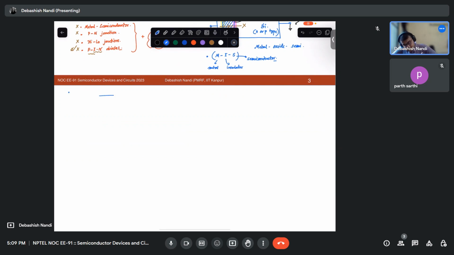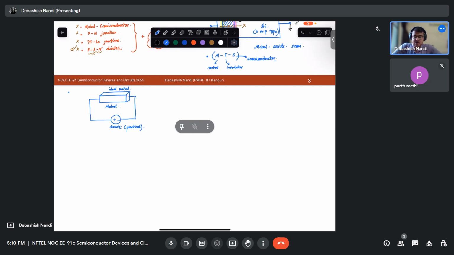Suppose this is a metallic block, metal. What happens if I apply some potential here? What do you think will happen? Let's say this is an ideal metal, and this is some source. Let's say it is a practical source, not ideal. Can you please unmute and tell me what will happen?